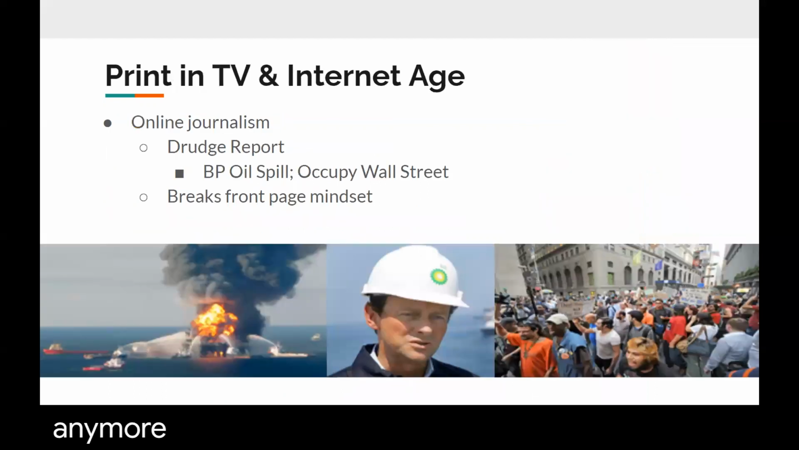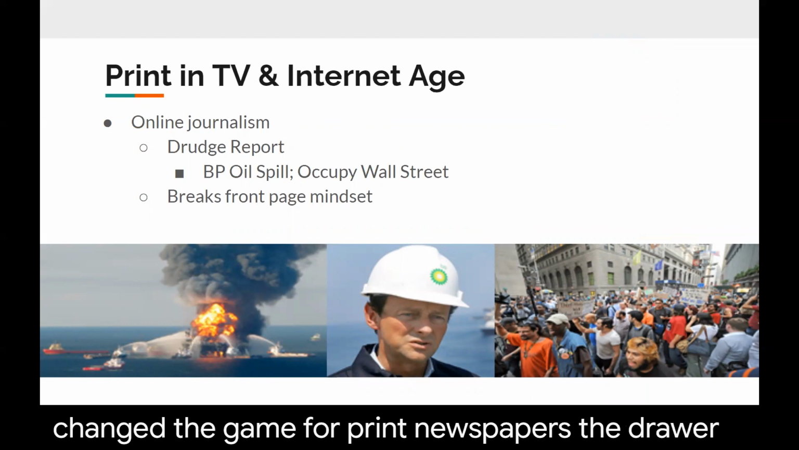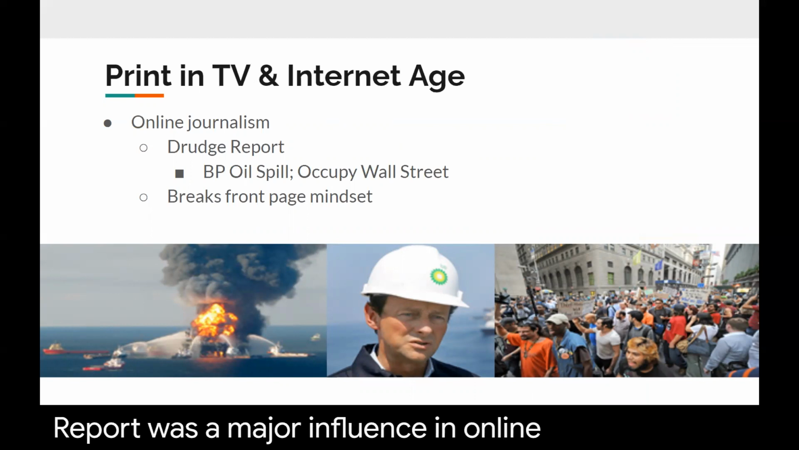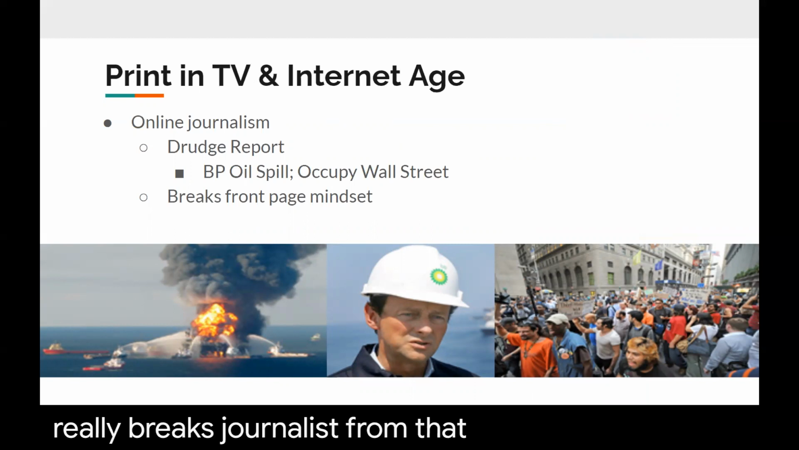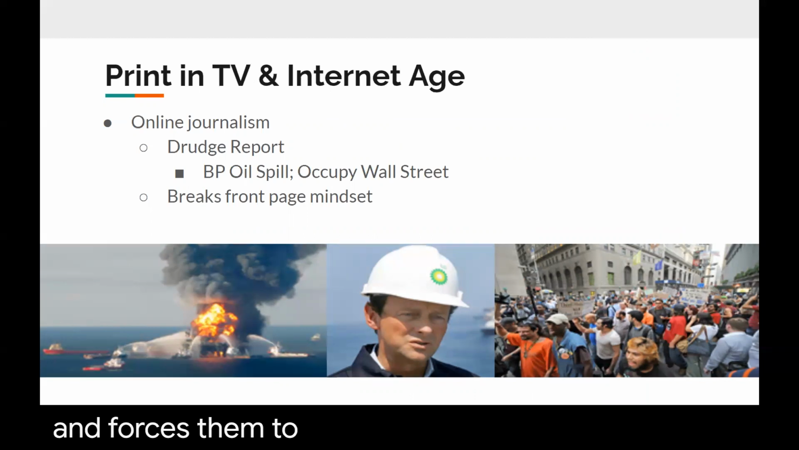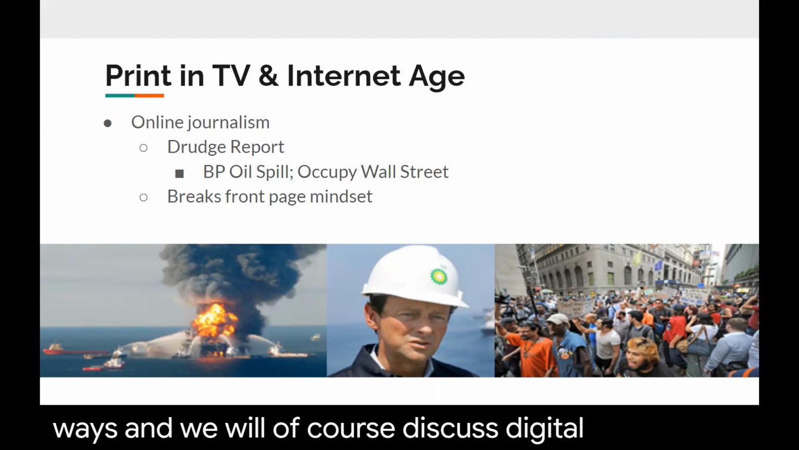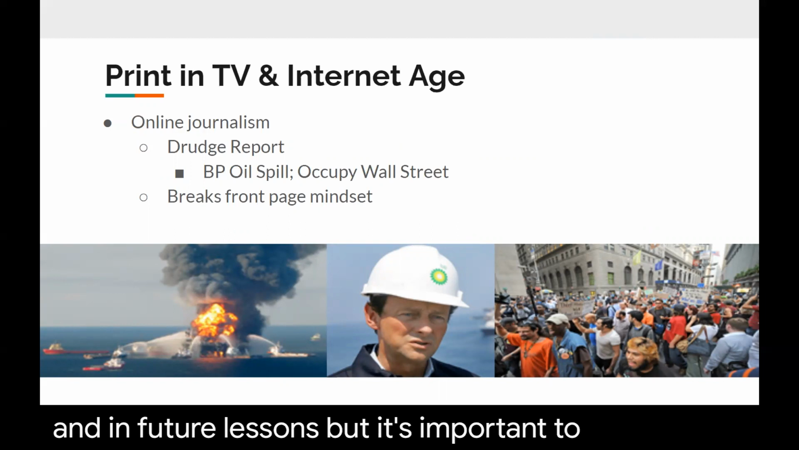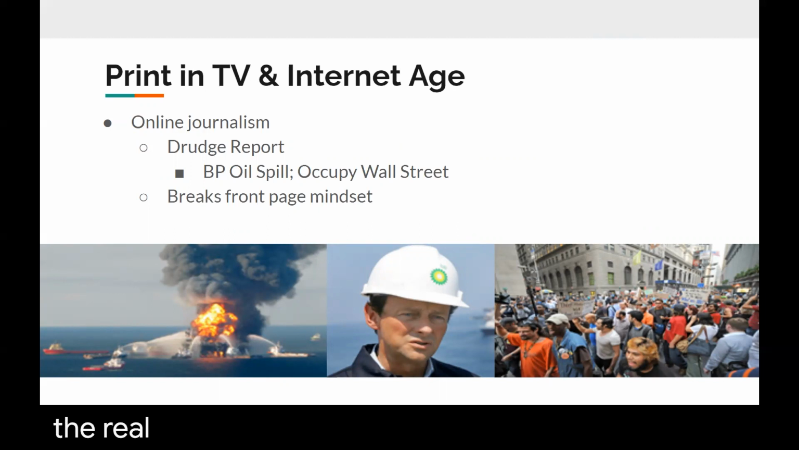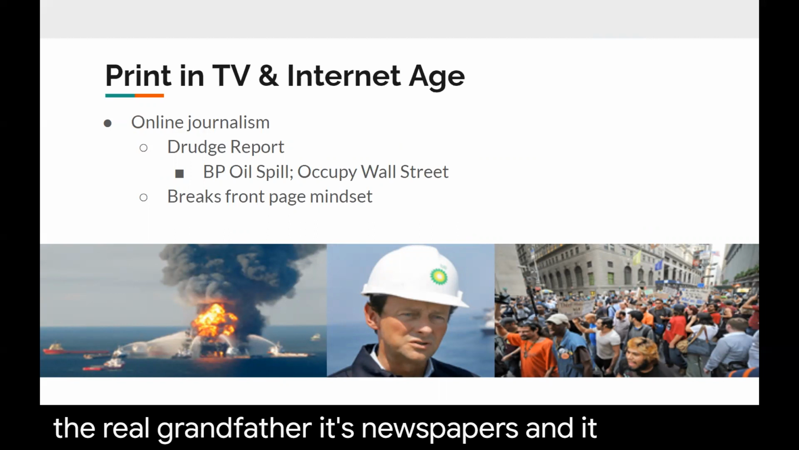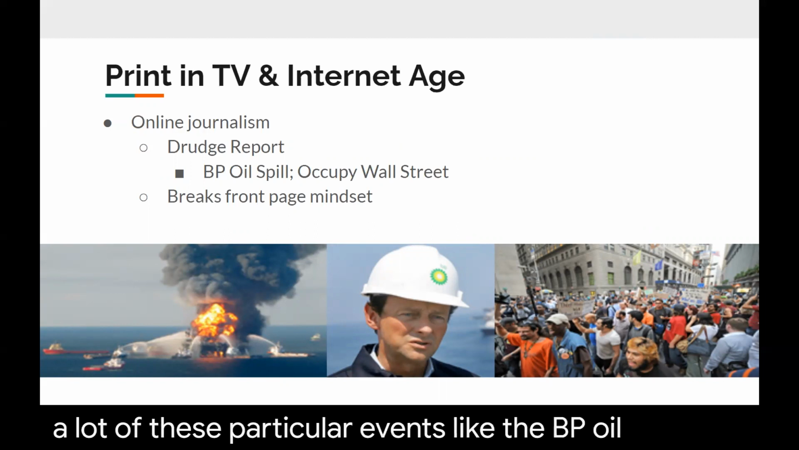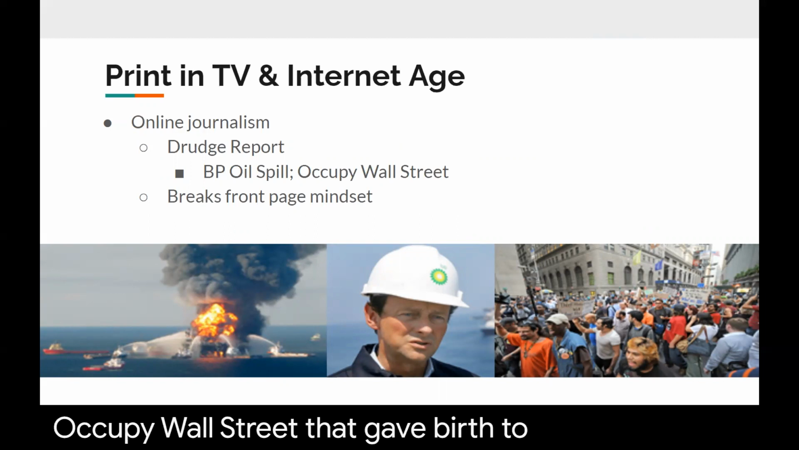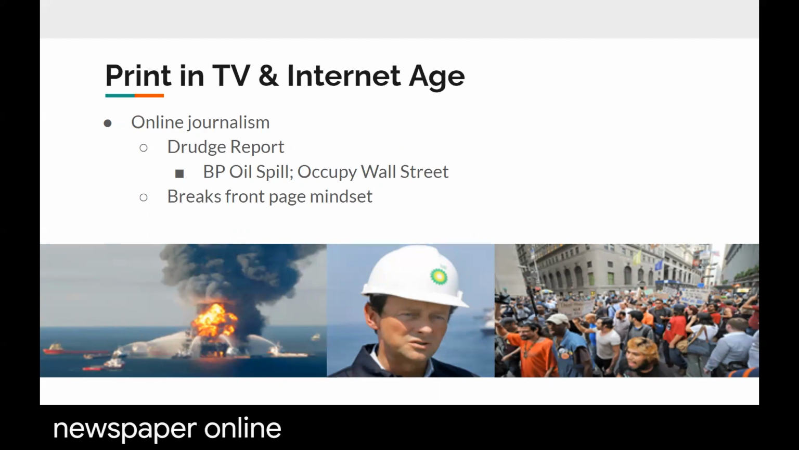Now, online journalism, of course, has changed the game for print newspapers. The Drudge Report was a major influence in online journalism. It really breaks journalists from that front page mindset and forces them to think about journalism in new ways. And we will, of course, discuss digital journalism in future lessons, but it's important to realize that the real grandfather of digital journalism was newspapers. And it was really a lot of these particular events, like the BP oil spill or Occupy Wall Street, that gave birth to the digital newspaper online journalism movement.